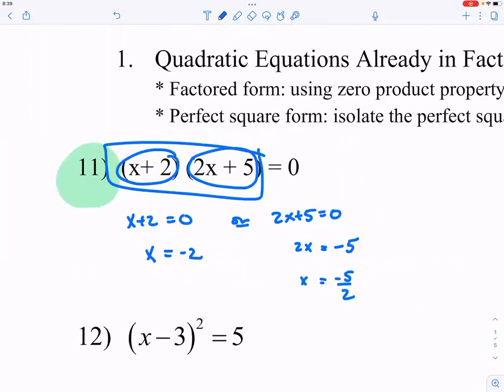So again, keep that in mind, okay? When you see the word solve, it doesn't mean just find the x value. It means to make the statement true.